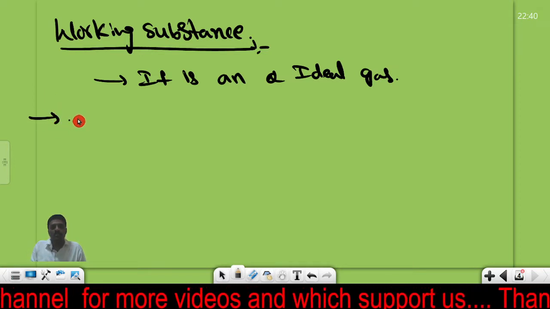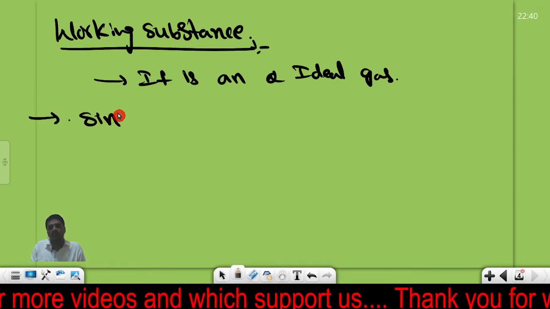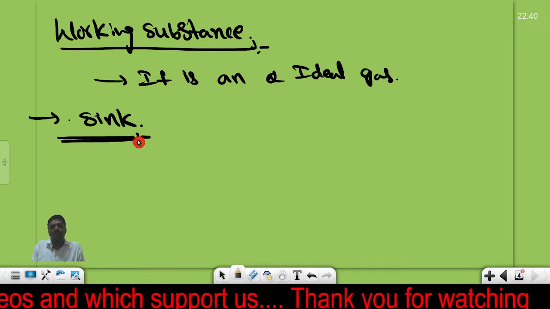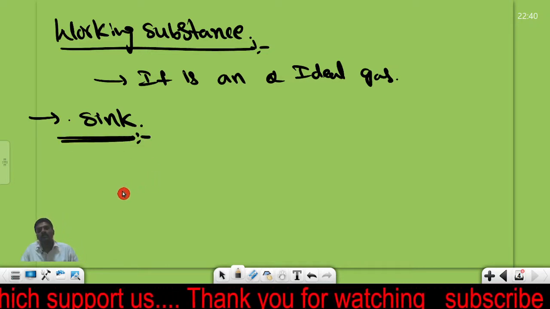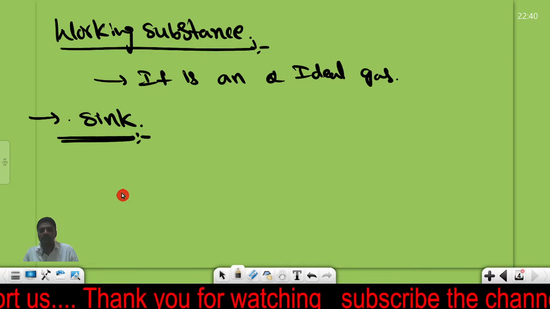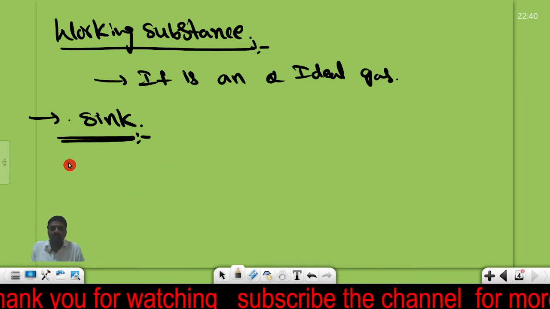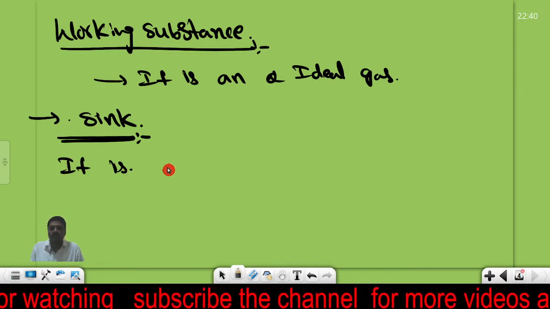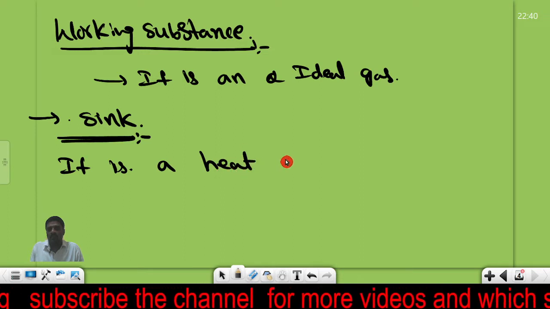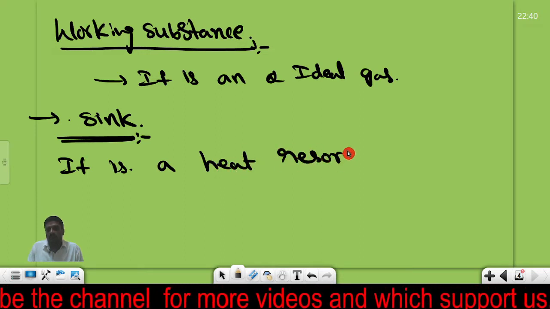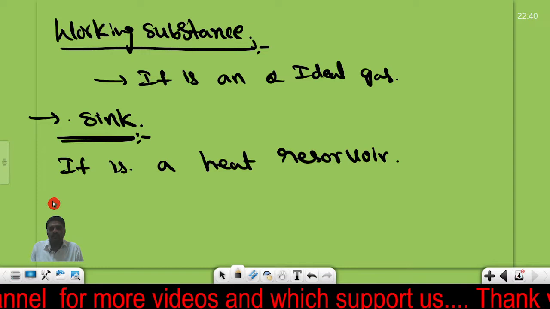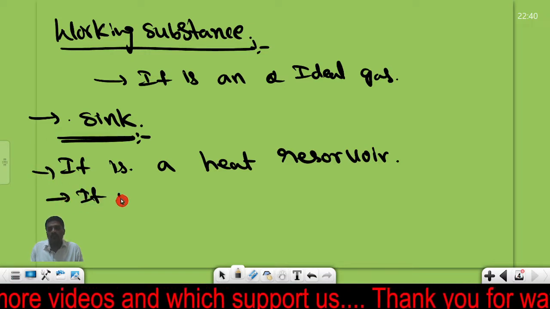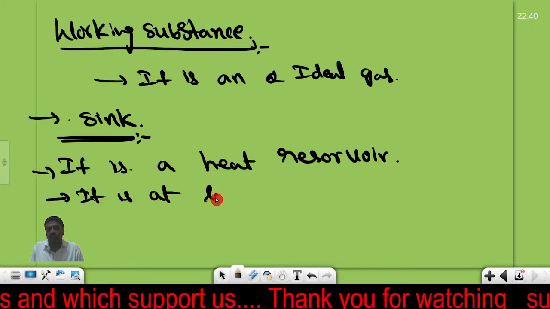Now what does sink mean? Let me go to the sink. What does sink mean? This is also a heat reservoir, which is at a lower temperature.